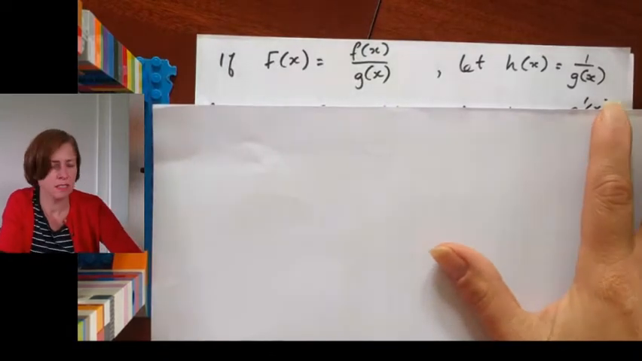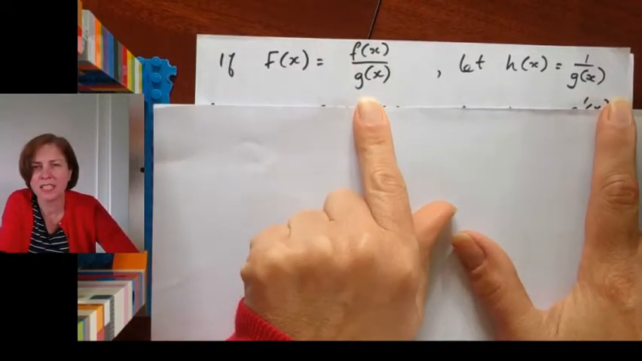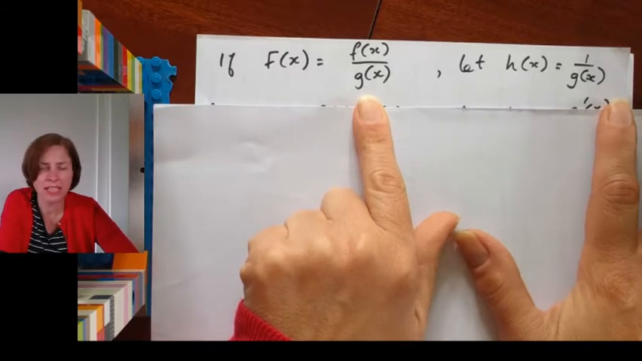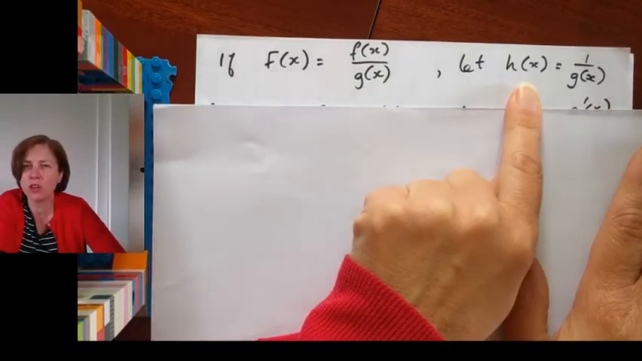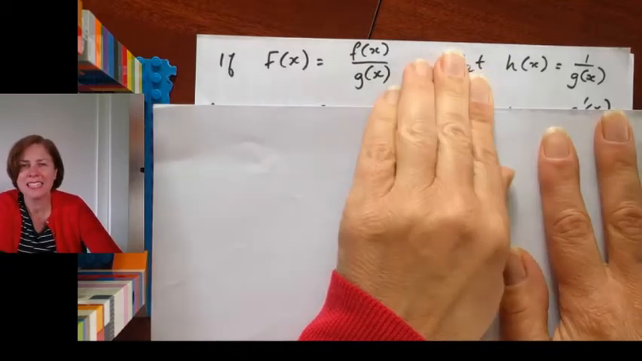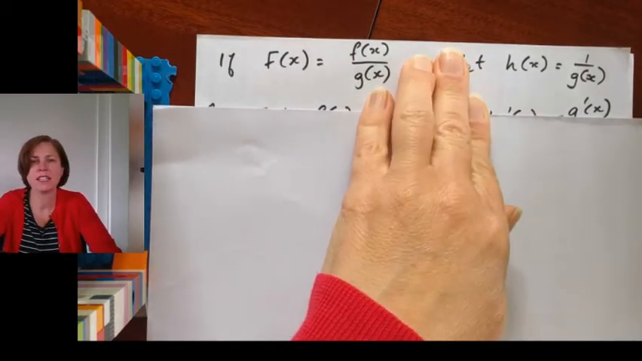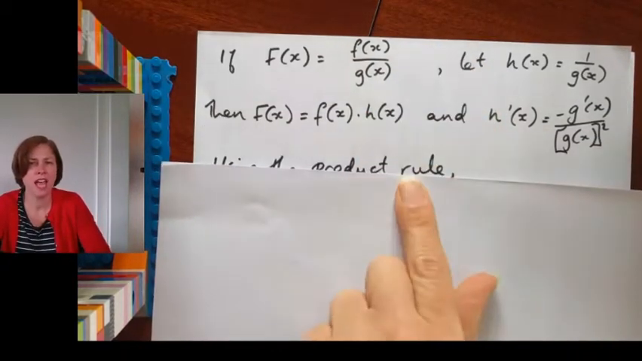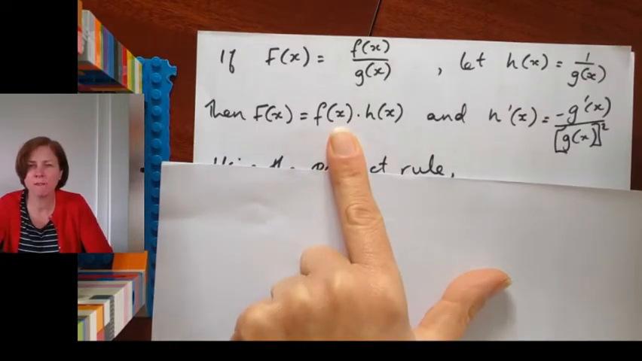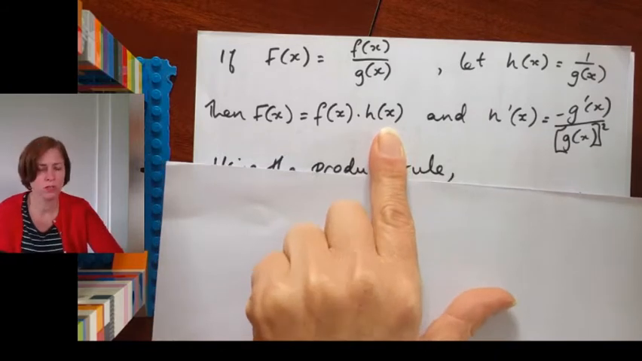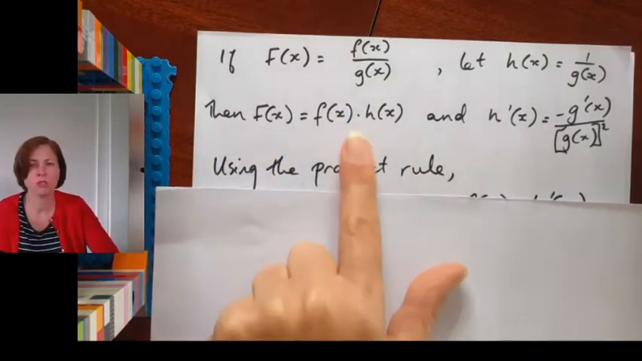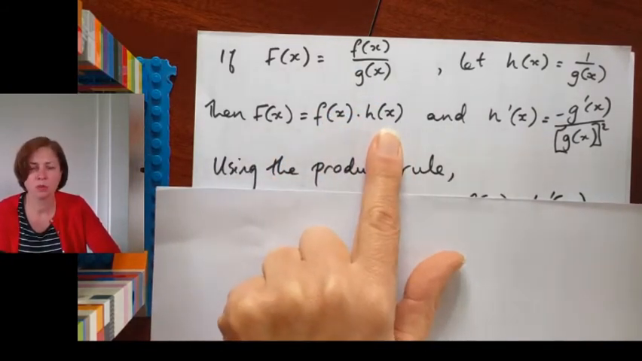If f of x, and I'm defining F of x as small f of x over g of x, but now I'm going to define a new function h of x which equals 1 over g of x. And what that means is that I can rewrite capital F of x as small f of x times h of x so that I can use the product rule. All right, that's what I'm going to do. I'm going to use the product rule to find out what this equals.